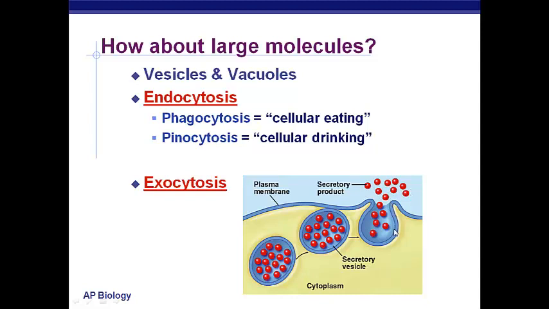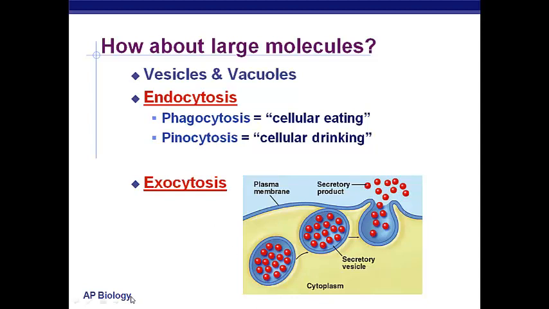And you'll notice that the membrane of the vesicle itself here is actually becoming part of the cell membrane. So through exocytosis, the cell membrane actually gets bigger because it's adding in the membranes of these vesicles. So exocytosis, again, is a vesicle fuses with the cell membrane and releases its product to outside the cell.